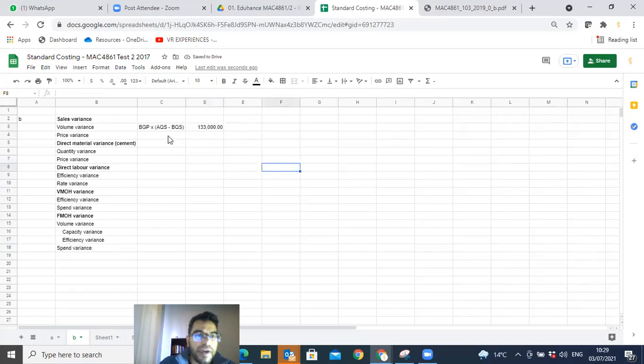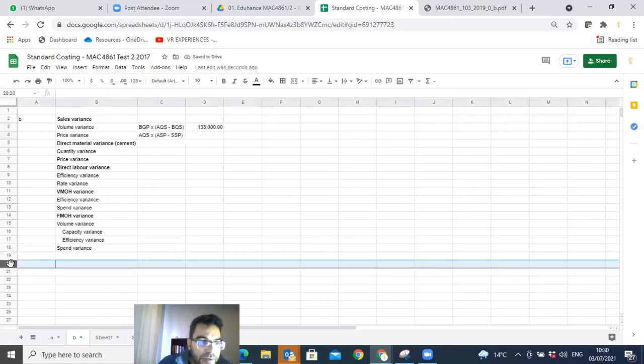Okay. Price variance, we're comparing pricing. So for price variance, we're comparing actual price minus standard price. Actual selling price minus standard selling price. Because we're comparing actual price to standard price, what do we hold constant? Quantity. Which quantity? Actual quantity. So here we're going to say actual quantity sold multiplied by. So let's just do this quickly.